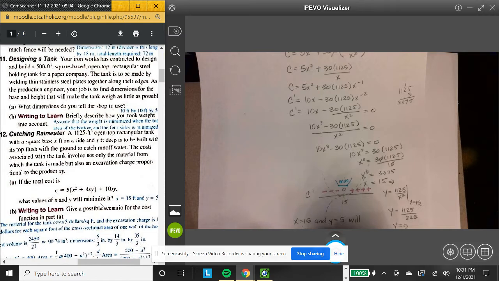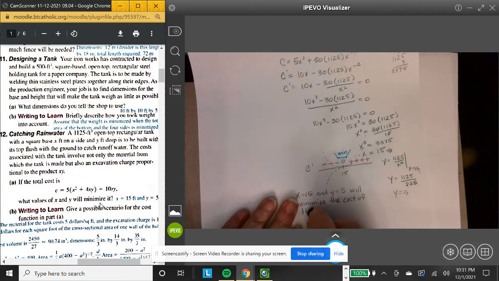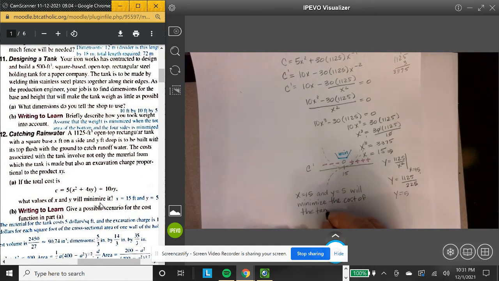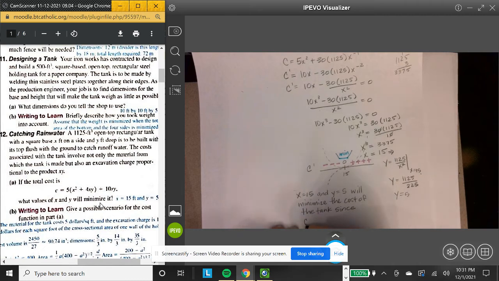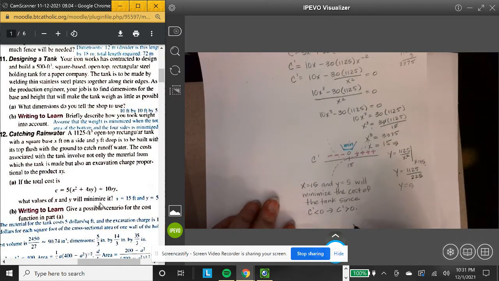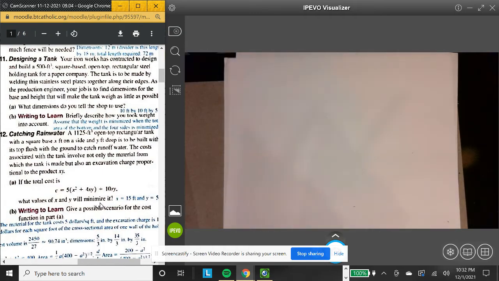So x equals 15 and y equals 5 will minimize the cost of the tank, since cost prime goes from less than 0 to greater than 0. All right, so the first derivative test here is what helps with that, okay? All right, let's move on to the next problem.